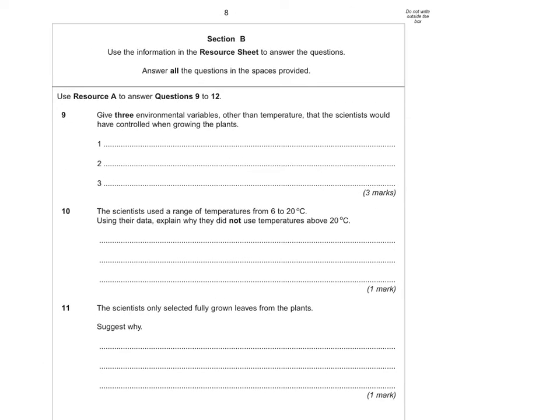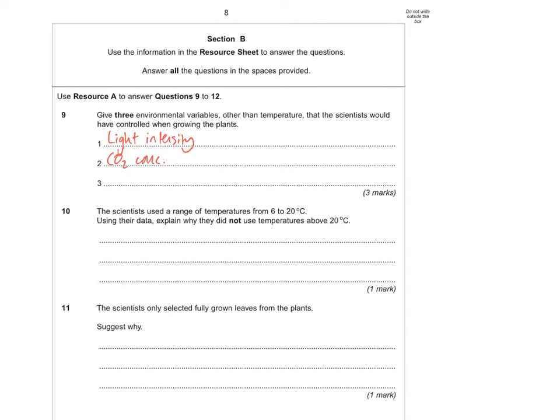So it says, give 3 environmental variables other than temperature that the scientists would have to control when growing plants. Well, what things affect plants is all we need to think of. So let's go for light for photosynthesis, isn't it? Light intensity. Light's a bit vague. I always like to put light intensity. They also need CO2 concentration.